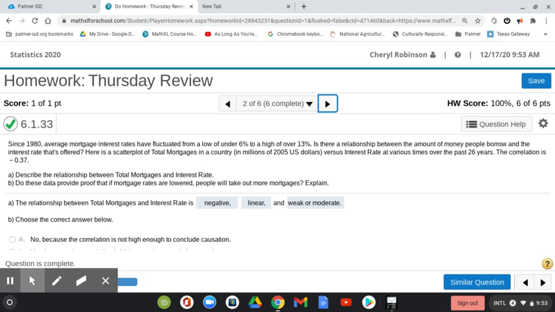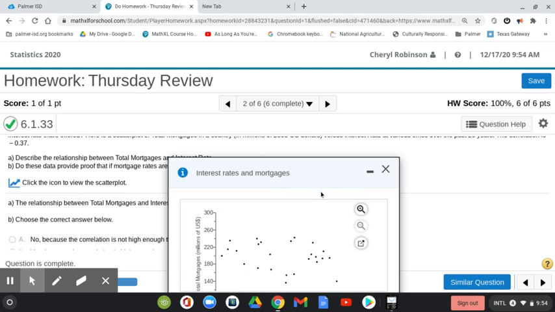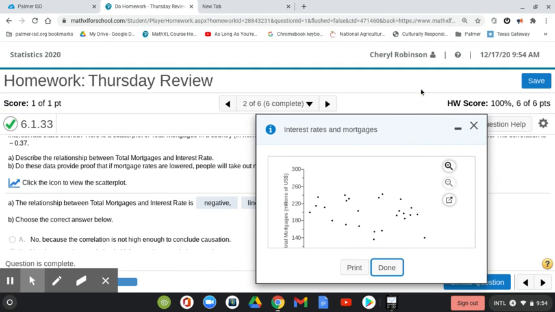Number 2, since 1980, the average mortgage interest rates have fluctuated from a low of under 6% to a high of over 13%. We want to know if there's a relationship between the amount of money people borrow and the interest rate that's offered. So we look at this scatter plot. The first question says, describe the relationship between total mortgages and interest rate.